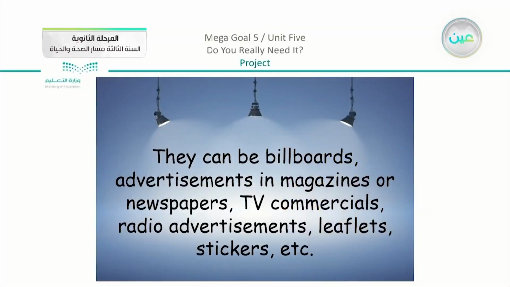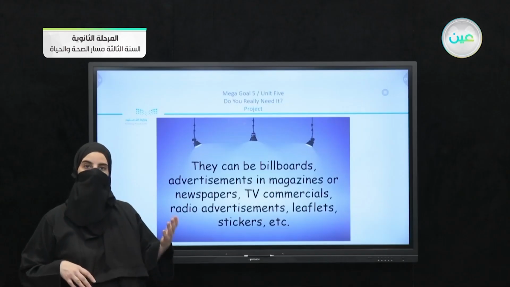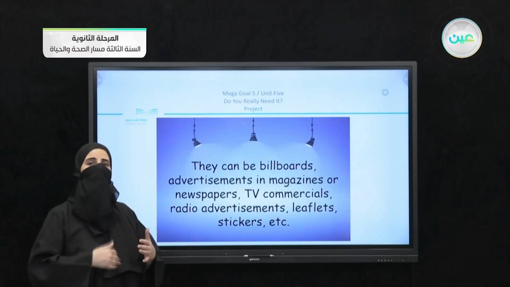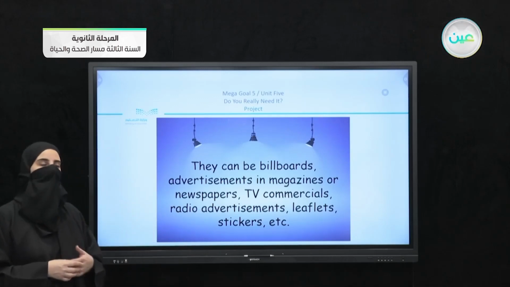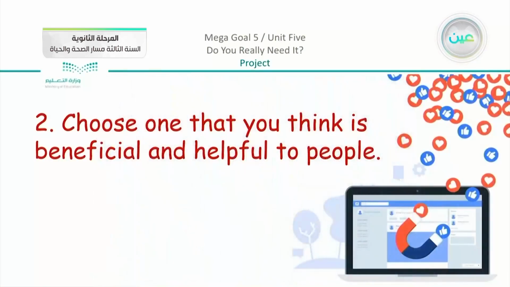They can be billboards, advertisements in magazines or newspapers, TV commercials, radio advertisements, and leaflets, stickers, and so on. So here, you have the complete freedom. You can think about different types of advertisements. They are not specific types. You can see them in different places. And once you have put in mind a type of advertisement, you're going to just change it to something else. So we have agreed that we're going to choose a product or an advertisement, and you may have seen this advertisement anywhere.